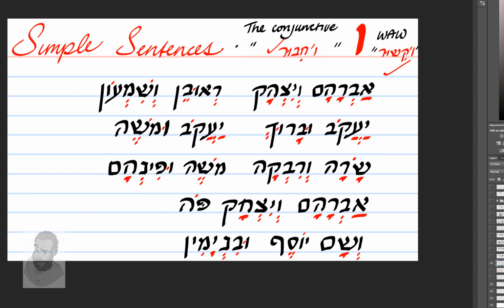Next we have Moshe ufinham. Moses and Pinham. Or Pinon. This is a male's name, okay? This is not a feminine name. Next we have Avraham we Yitzhak po. Avraham we Yitzhak po. Abraham and Isaac here. Remember, there's no is and are.